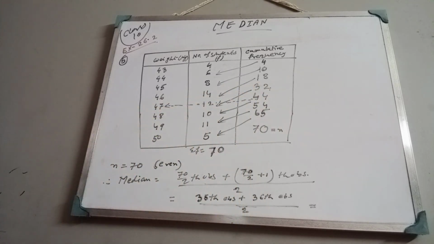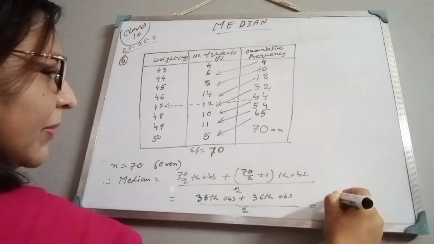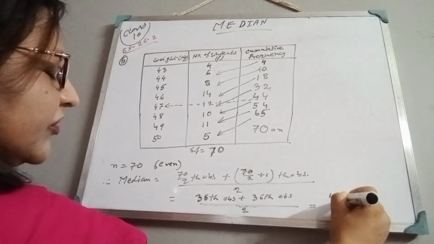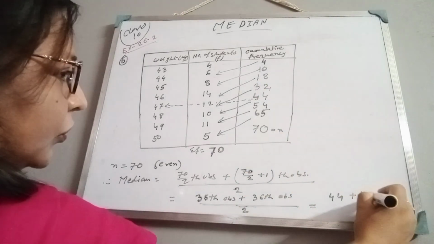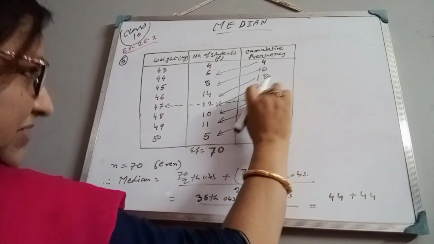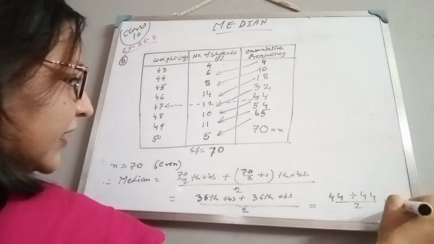So what we will write now? The (70 by 2)th observation we will write as 44. So it is coming 44. Obviously it is 44 because this number is 44 plus 44, because the 35th and 36th are the same number here. 44 divided by 2. So obviously answer is 44.